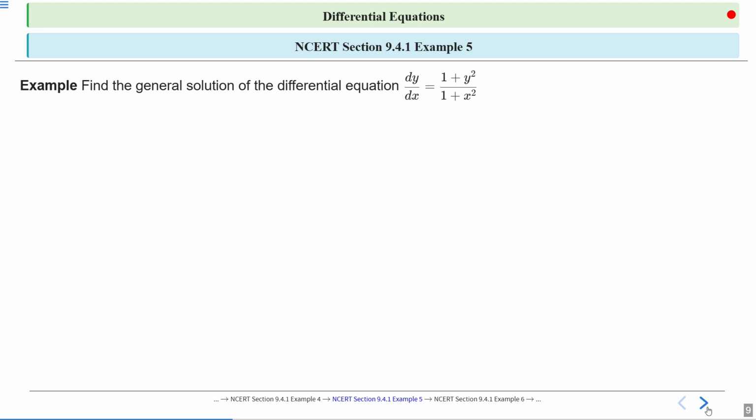Also observe that in this question we have to find the general solution, not a particular solution. It might be possible that in some question we have to find a particular solution, but when they ask to find the particular solution, they also give some condition so that we can calculate the value of c. But in this question we just need to calculate the general solution of the differential equation dy by dx is equal to (1 plus y square) by (1 plus x square). So try to solve.